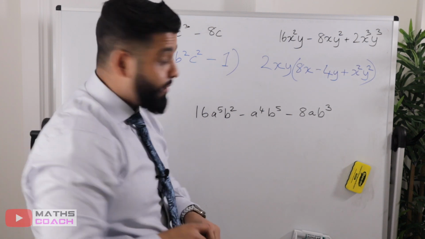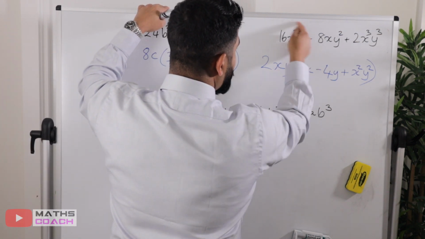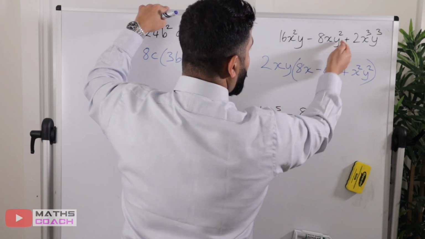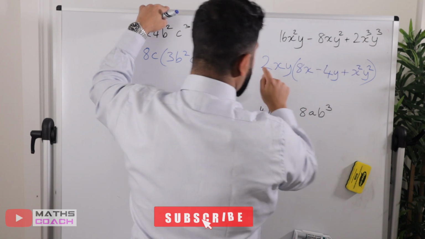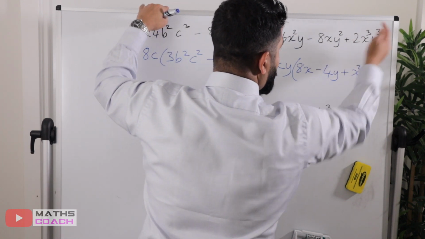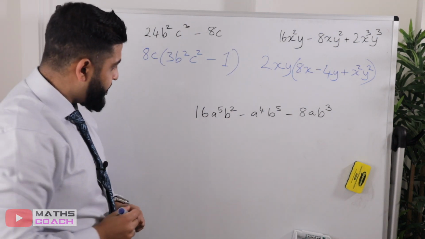So if you check this now, 2xy times 8x should give you this. 2xy times minus 4y should give you all of that. And 2xy times x squared y squared should give you all of that. Moving on to the third one down here.